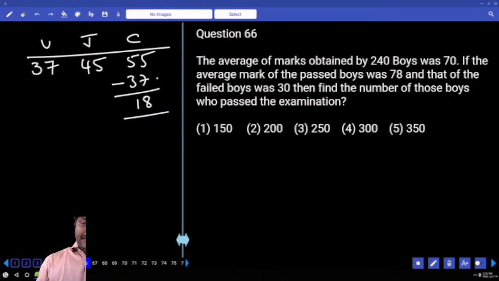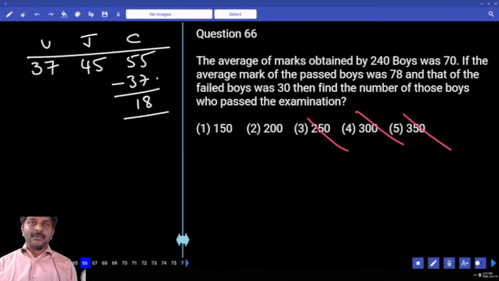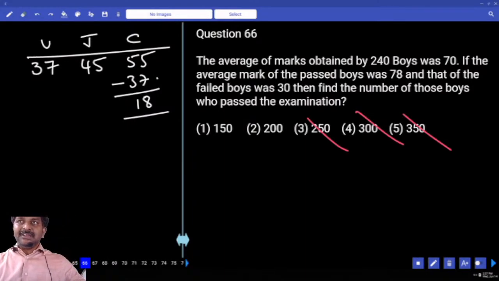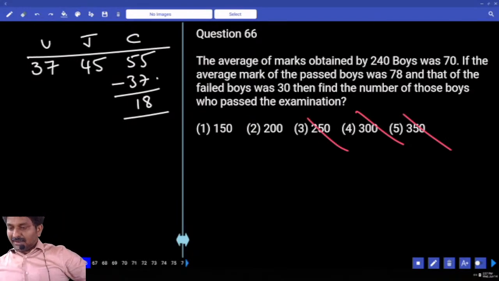Right. Is that so? These three can't be it, right? Out of the boys, how many boys are there? There are 2 categories, those who passed and those who failed. Now if you are asked to calculate how many boys passed, it has to be definitely less than 240. Cancelled numbers that are more than 240, those 3 can never be your answer. Right, okay.